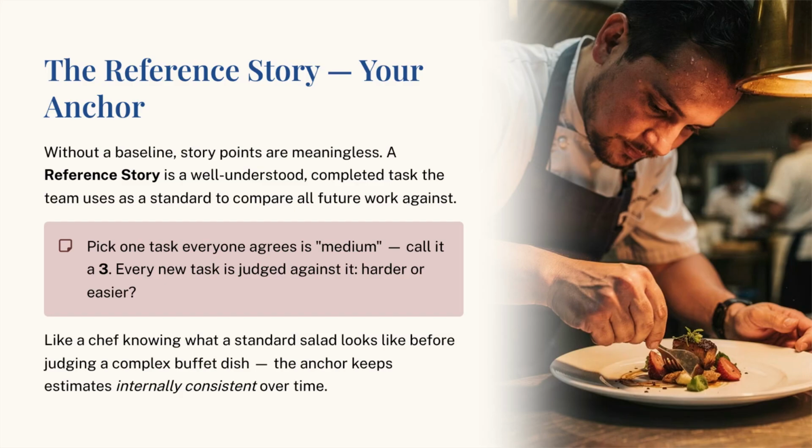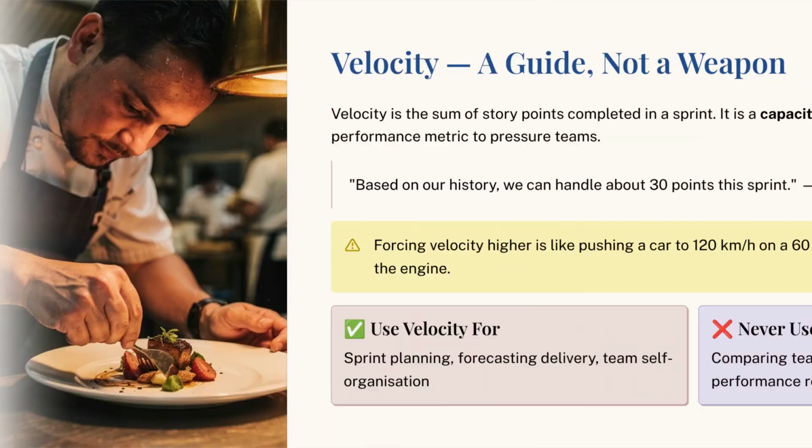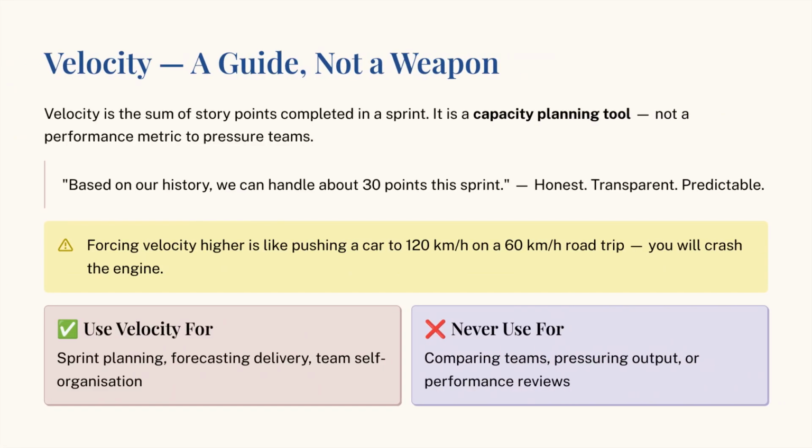So now that we've mastered the need for a reliable anchor, you might be wondering how to avoid the common mistake of trying to convert these points into hours for the sake of reporting. Well, that brings us right into our next step, the dangers of velocity misinterpretation. This is the exact point where many Scrum Masters go wrong. They start treating velocity as a performance metric to punish or pressure the team.